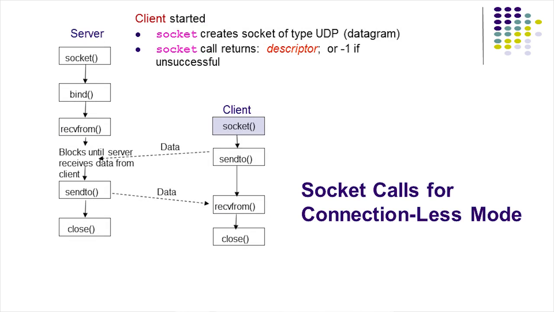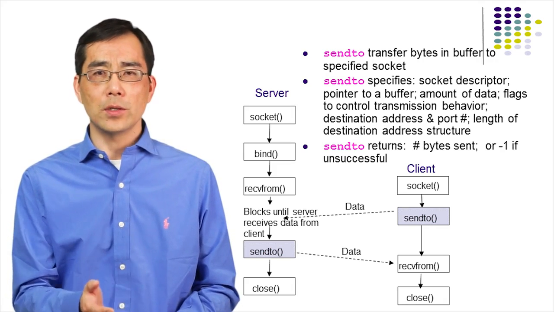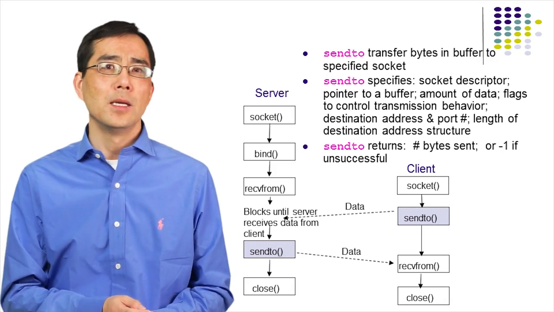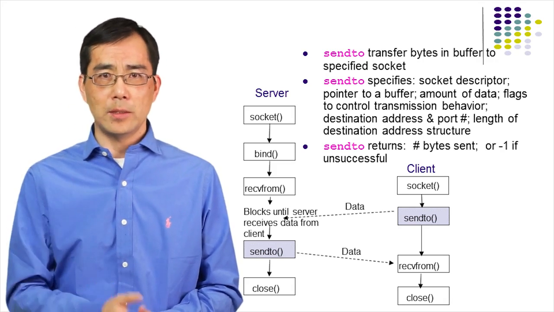For the client, the socket creation call is the same as that in the server. For data transfer, the client uses a send_to function to send data to the socket. Note that the function name would be write in the connection-oriented mode.